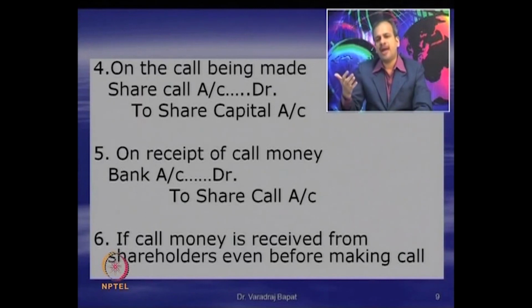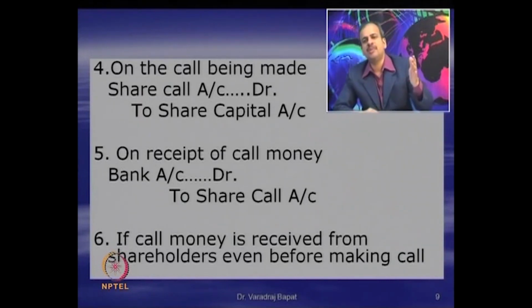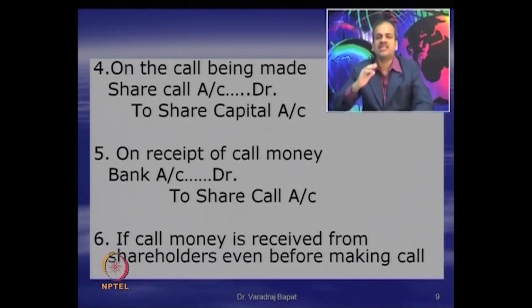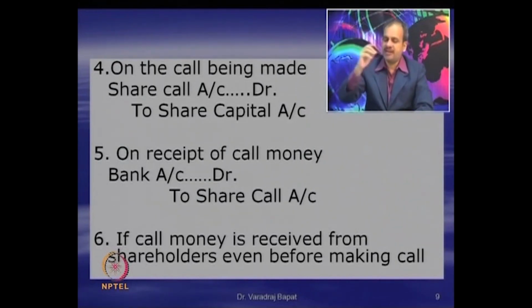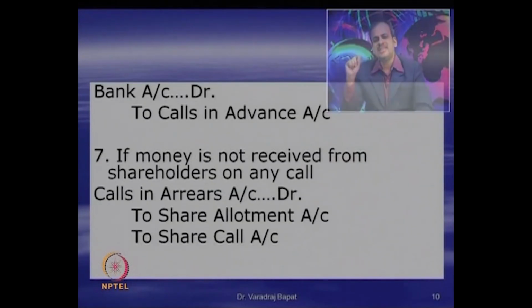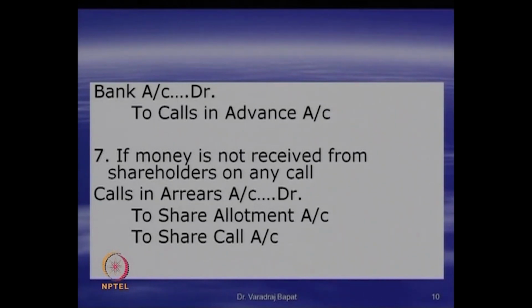Now sometimes what may happen is, some shareholders may pay the money in advance, while some shareholders will not pay the money, so the money will become outstanding. Let us see now the entries for that. Entry number 6 as you can see here is, if the call money is paid in advance by the shareholders. Now in this case what will happen is, bank account is debited and a separate account called calls in advance account is created.